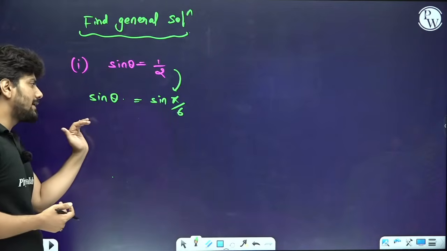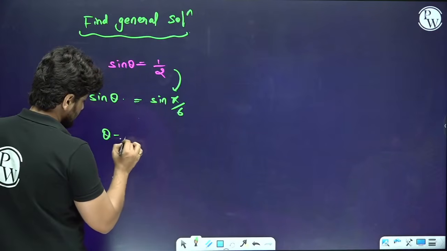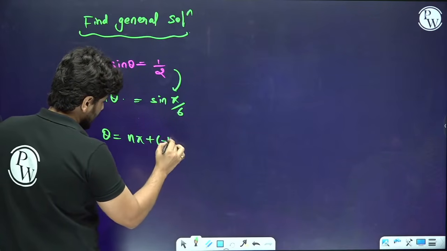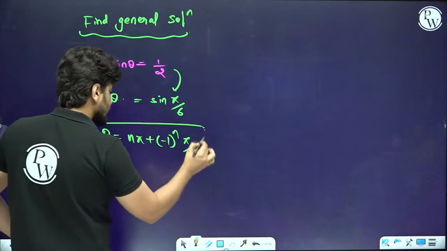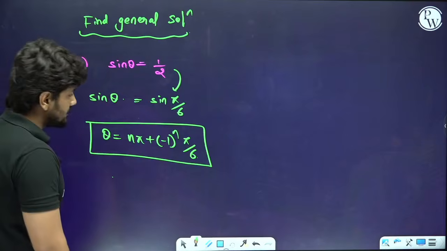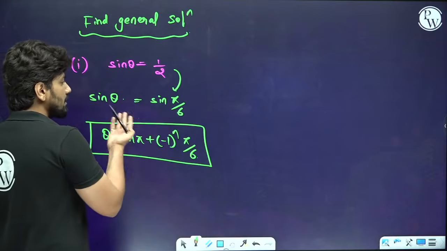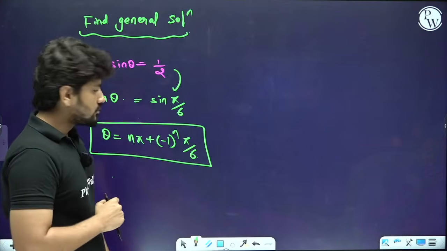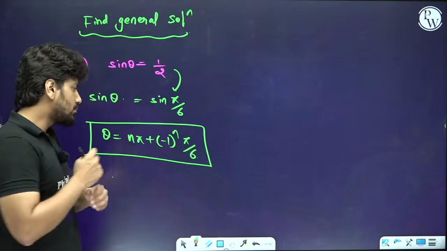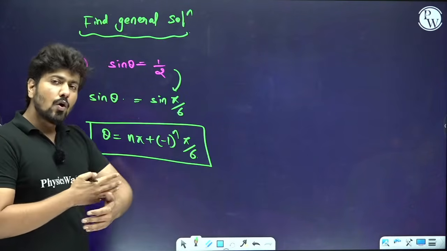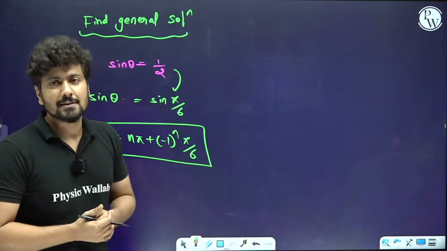So now we have that format, that sine theta is equal to sine of alpha. So theta will be equal to n pi plus minus 1 raised to the power n times alpha. This will be the value for theta. This is the formula for sine theta is equal to sine alpha. So this is the general solution. Now we have all the solutions of this equation. Just put different values of n and we get all of the solutions of this particular equation. I hope all of you get it.